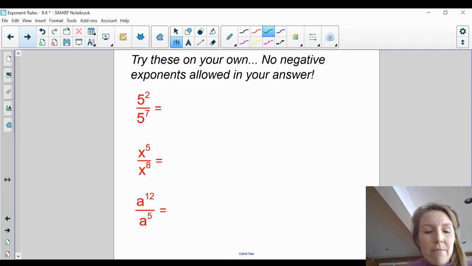So I am first going to do each one of these, and I want you to first pause, try the first one, we'll do it. You're going to pause, try the second one, etc. So I want you to pause now, and I want you to try 5 squared divided by 5 to the 7th.